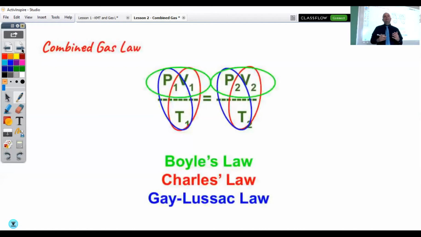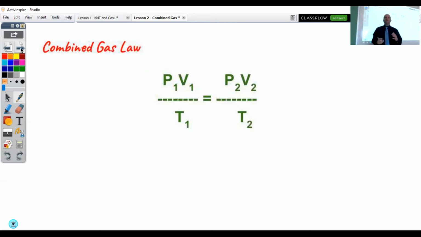So here behind me, you can see a picture of the combined gas law. Notice that if we look at each individual part, in the green here, I have the Boyle's law relationship between pressure and volume. In the red, I have volume over temperature, which is what we saw with Charles's law. And then circled in blue, I have the relationship between pressure and temperature, which is better known as Gay-Lussac's law. Now, I'm going to clear out some of that mess so we can simplify this a little bit and just look at the combined gas law.